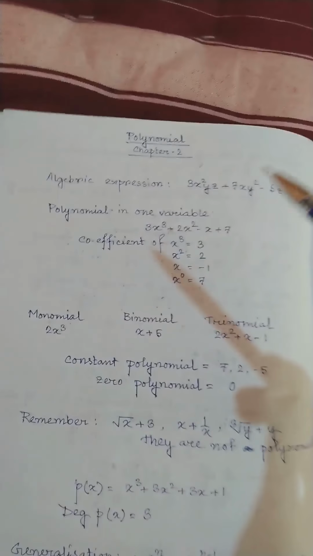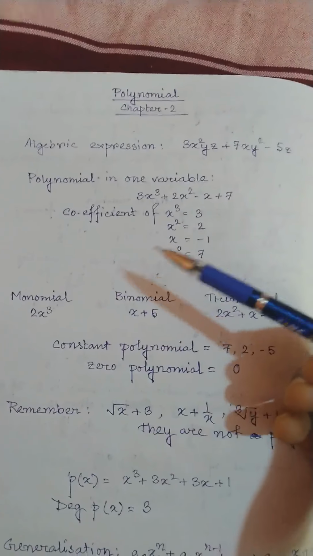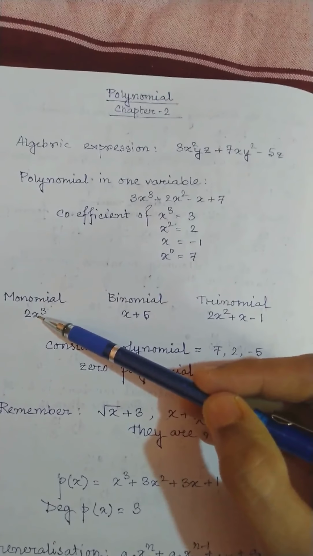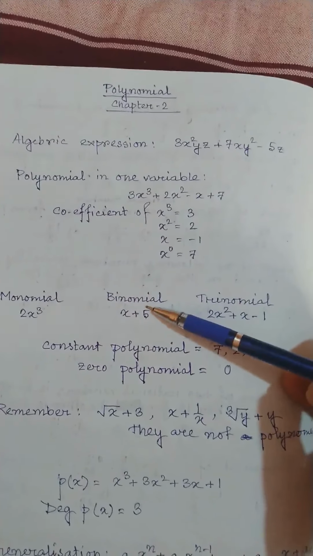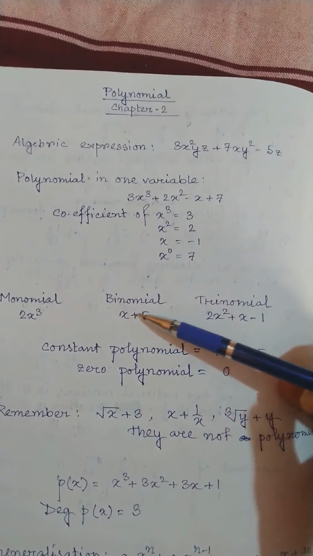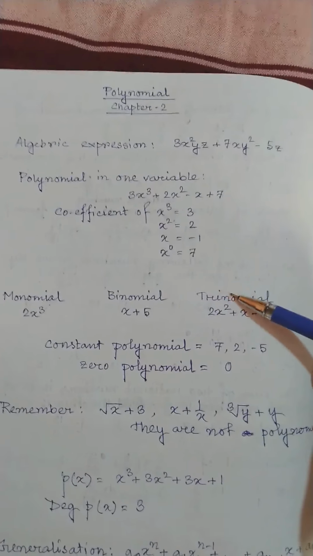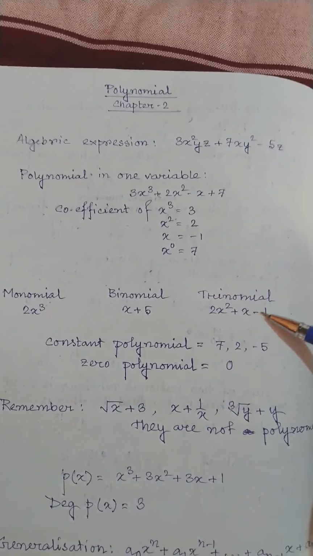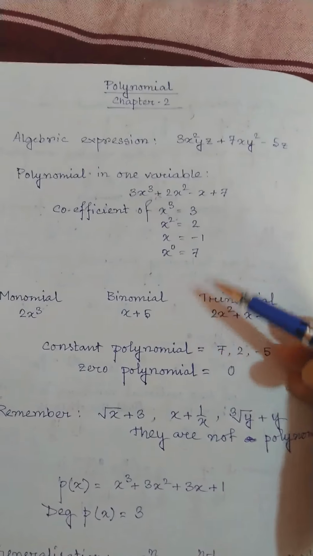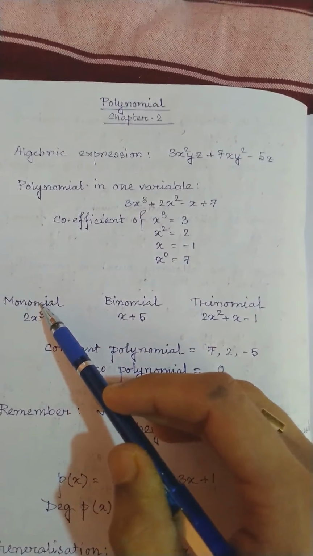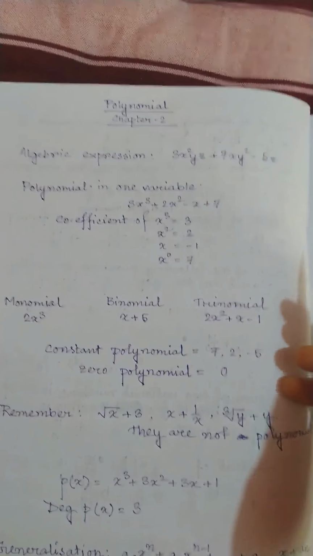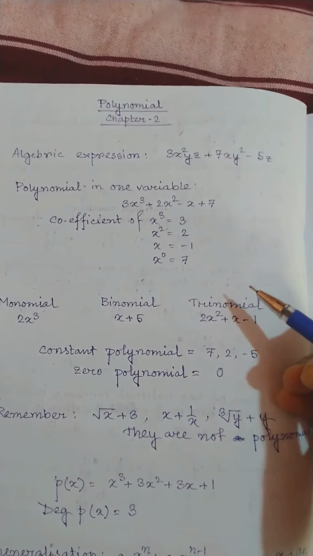Now how do we classify a polynomial in one variable? Monomial. What is a monomial? A polynomial that contains only one term, for example 2x cubed. Binomial: a polynomial that contains two terms, like x and 5. Trinomial: a polynomial that contains three terms, like 2x square plus x minus 1 and so on. There are so many polynomials, so we classify them as monomial, binomial and trinomial. And there are many other polynomials with 4 terms, 5 terms and so on.